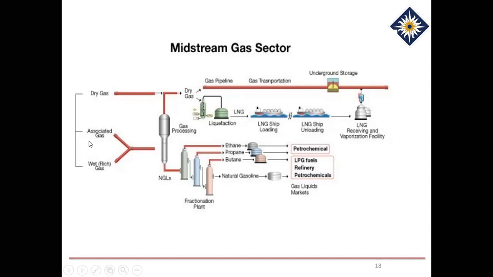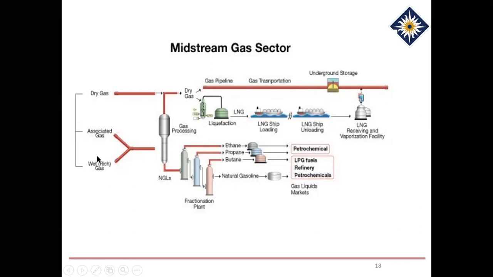Then we have the associated gas. Associated gas has water vapors with it. This water has to be removed before we send it to the customer. So what we do, this associated gas goes to the gas processing, not to the refinery, but to the gas processing. We process it and we remove the ethane gas, propane, butane, and we send them on.